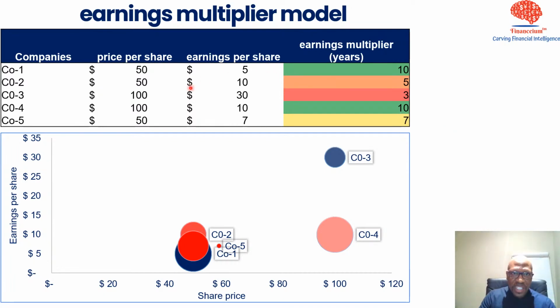And when you look at the second company, they've got the same price per share of 50, but different earnings per share. In this case, you can see the earnings multiplier here is 5. And the third one, at 130, gives you an earnings multiplier of 3. And so goes 4 and 5. It's really just arithmetic, where you take the price per share and divide it by the earnings per share.